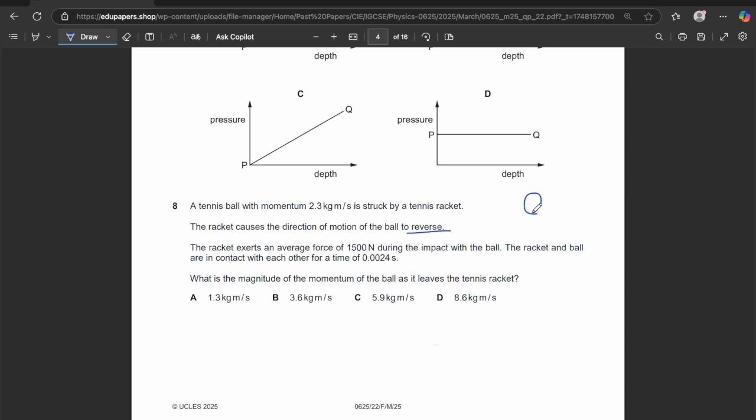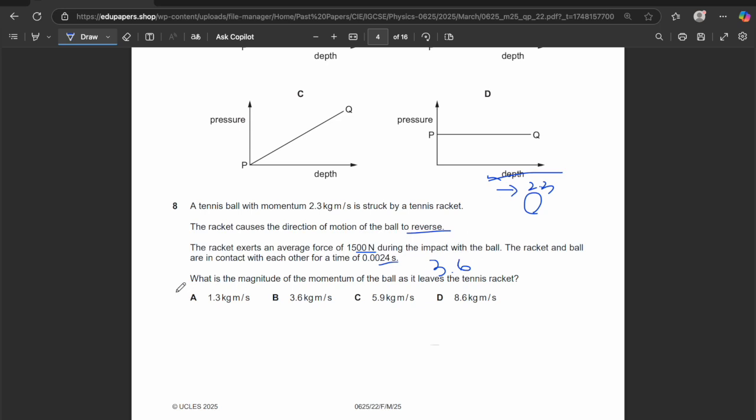So now we have a tennis ball with momentum of 2.3 kilograms meter per second, and then it gets hit by a tennis racket, and it reverses the direction, and it exerts an average force and then time given. And what I see when I see those quantities is to find the change in momentum, the impulse. Impulse is essentially just force times time, so you get 3.6 Newton seconds. So that is the change in momentum.